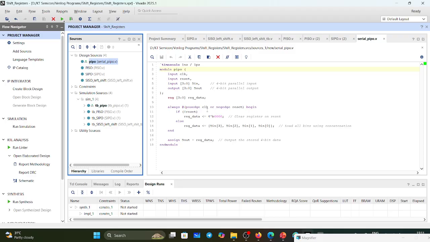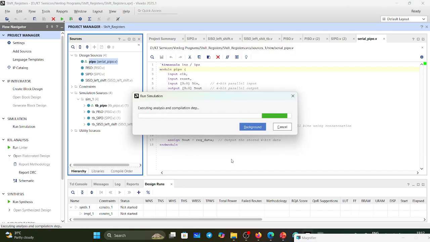Okay, always at the positive edge of clock or negative edge of reset, begin. If not of reset, okay, if reset equal to 0, what you are doing, reg underscore data you are clearing to 0. Okay, otherwise else you are loading the data. Okay, you are loading the data at last end, and I am assigning D out equal to reg underscore data. Okay, parallelly within one clock cycle, parallelly loading the data, and parallelly you are taking out the data. Okay, so here what you need to do, so run simulation, run behavioral simulation.